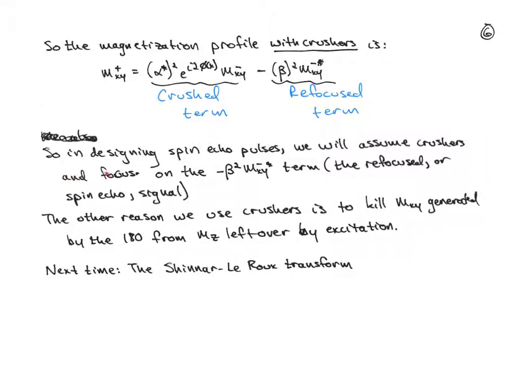So for the purpose of designing spin echo pulses, we are going to assume that we have crushers and focus on only designing this minus beta squared Mxy minus term, which corresponds to the refocused or spin echo signal. The other reason we use crushers is to kill transverse magnetization that is generated by the 180 from the Mz left over by the excitation. That is, because our refocusing pulses can't possibly be perfect, we will get some Mxy generated from the 180, and so we play out another big crusher gradient after that 180 to kill off that signal.